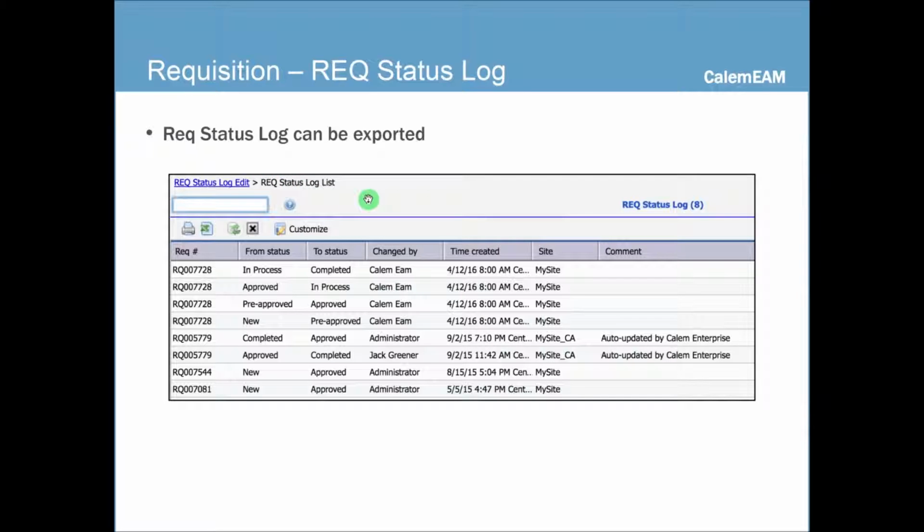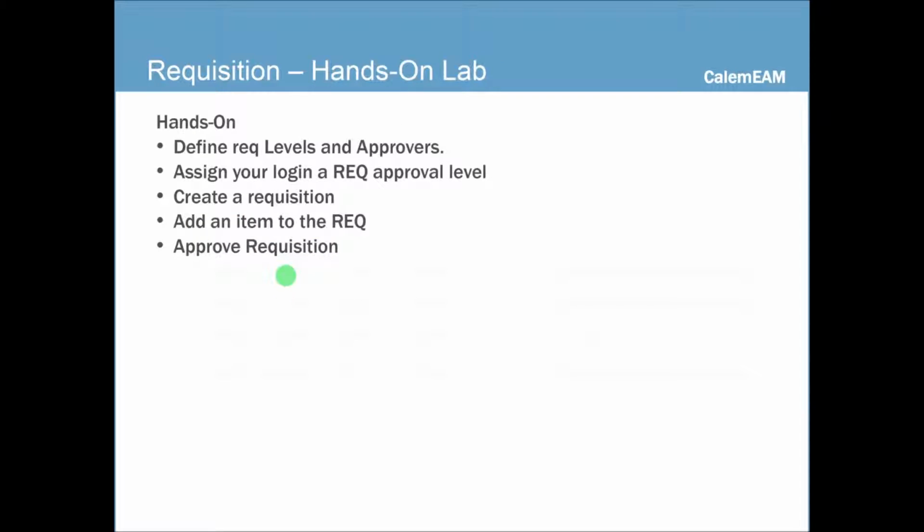The requisition status log can be exported. So if you have added custom statuses, you can export this log and calculate your own performance indicators. For the hands-on lab, we'd like you to define requisition levels and assign your login user as a requisition approver, create a requisition, add an item to the REQ, and approve the requisition.